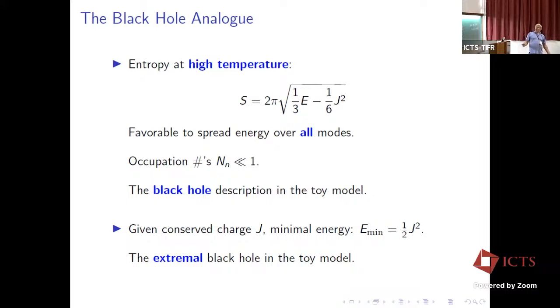And that's my black hole description in this toy model. But what I really want to do here is go to the lowest possible energy given a conserved charge. And I'm a little puzzled, because the lowest possible energy is E equal to a half J squared.